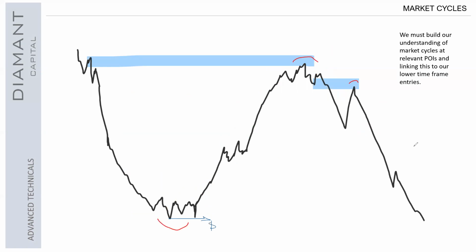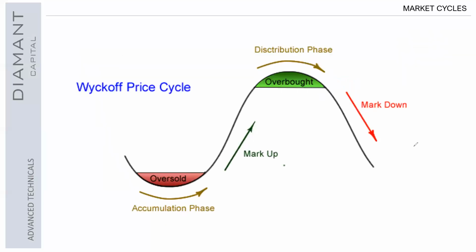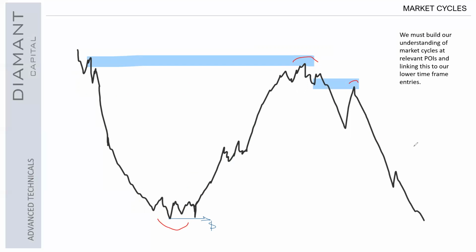So now we must build our understanding of market cycles at prevalent points of interest, and link this to our lower time frame entries. When we look back at that chart again, this is a very conceptual chart. You've got oversold, overbought. What happens when we get to those areas? You've always got to link this back to what we saw previously in the first section of my technical lessons. When we get to certain points of interest, that's when we might see some mitigations and then some consolidation. And that's where the market cycle starts to kick in.